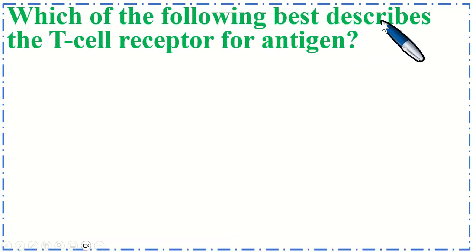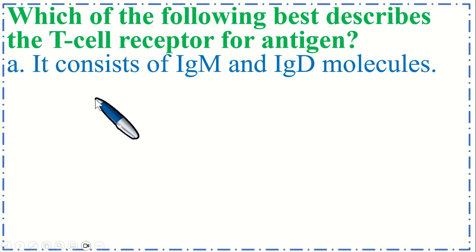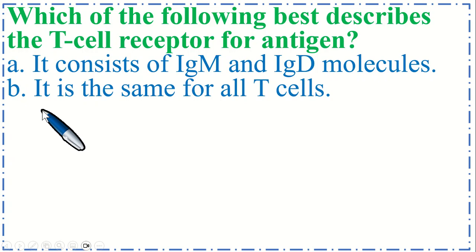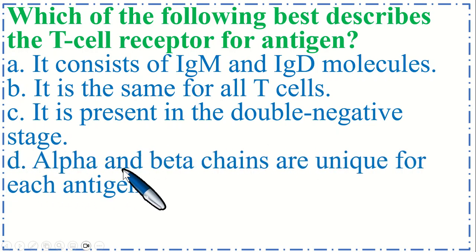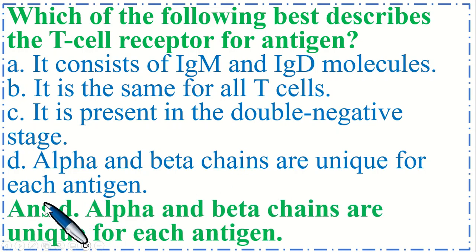Which of the following best describes the T cell receptor for antigen? Option A. It consists of IgM and IgD molecules. B. It is the same for all T cells. C. It is present in the double negative stage. And option D. Alpha and beta chains are unique for each antigen. So the correct option is D. Alpha and beta chains are unique for each antigen.